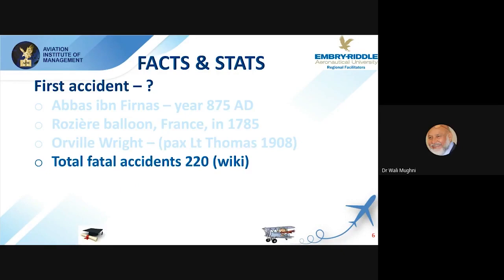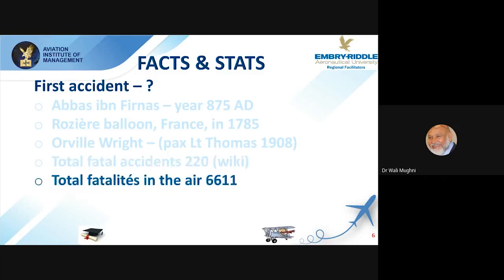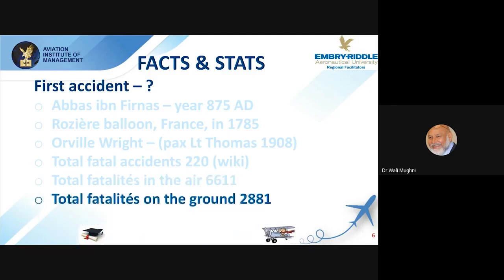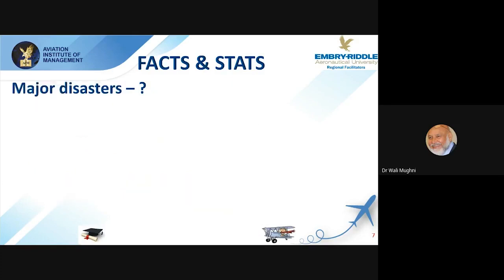So the total fatal accidents that have taken place, according to Wikipedia, is 220. So our entire aviation industry is not too old. It's only a little over 100 years, commercial aviation. And within that, we have lost 220 aircraft, which can be classified as accidents. The total fatalities in the air is 6,611, and the total fatalities on the ground is 2,881. This is just figures and facts to get an idea as to what this is all about.